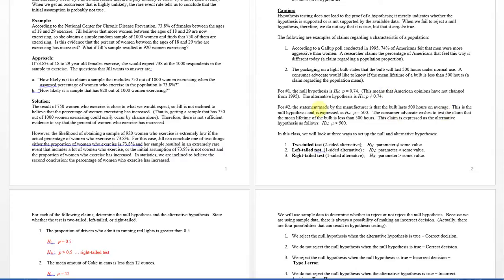And then for statement number two, the manufacturing claim about the bulb, the null would be that the mean is equal to 500. And then our alternative would be that the mean is actually smaller than 500, because we think it's actually less than 500. So look out for less than, greater than, more than, and all of those lovely keywords that indicate that we should be using an inequality instead of a not equal or an equality. So remember, your nulls are always statements about equality, because that we can actually test.